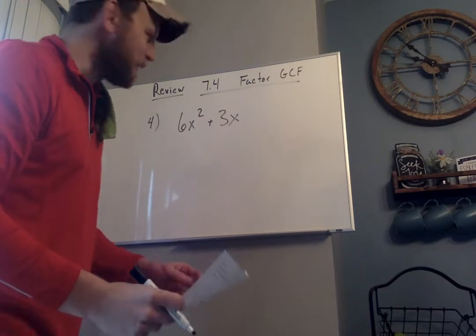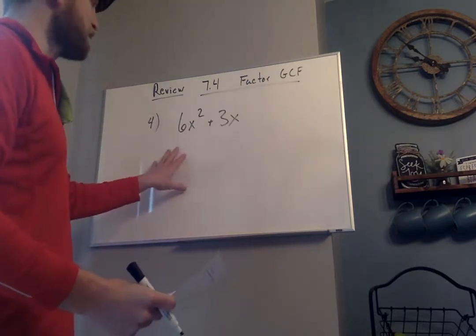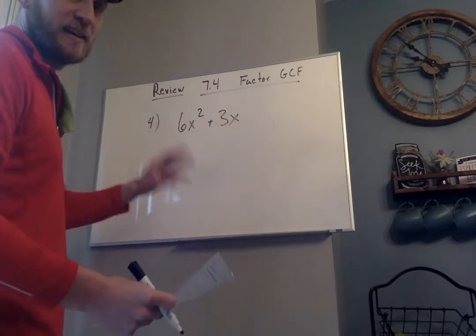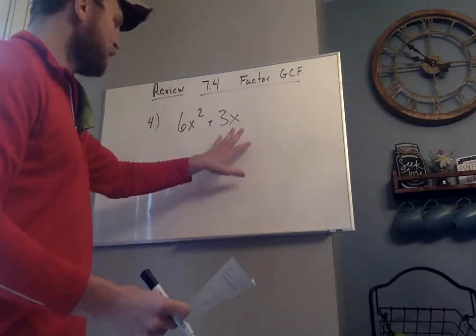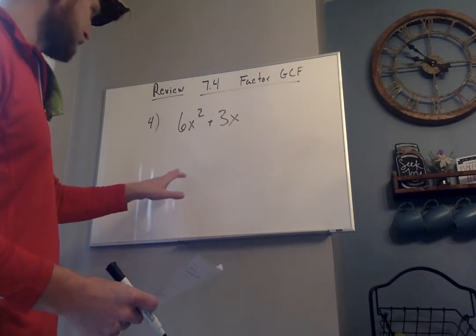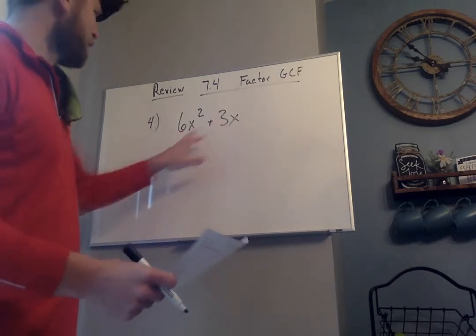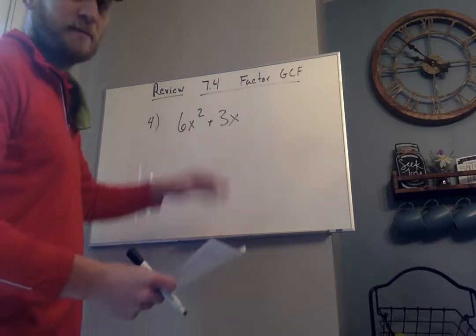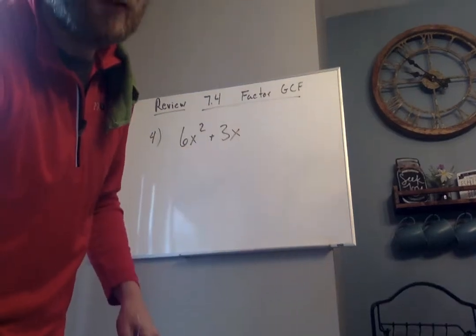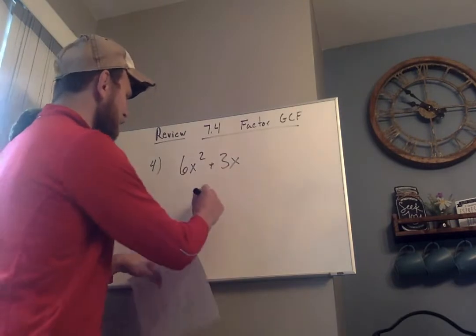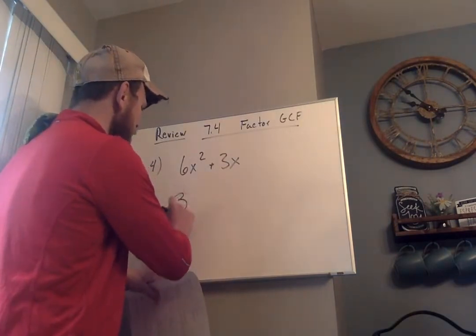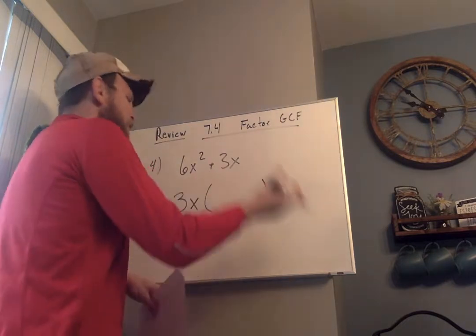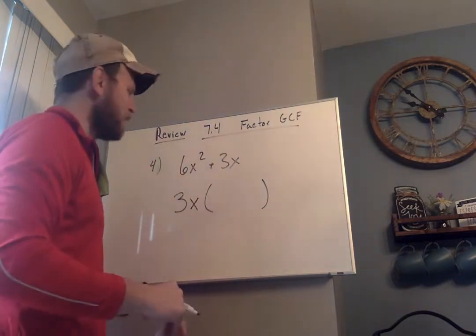One thing I noticed about this is they both share an x. That makes my life a little easier because I know I'm going to be pulling out an x. I don't know how many, but I do know I'm pulling out an x. And then I have numbers. I'm looking for a number that goes into 6 and a number that goes into 3. If you haven't guessed it yet, that's 3. So I'm going to take a 3 and an x and pull that outside. Remember, I'm kind of reverse distributing it. I'm pulling it out.